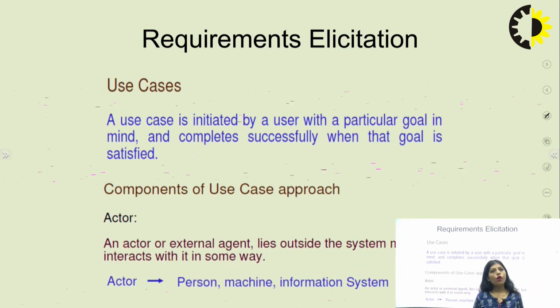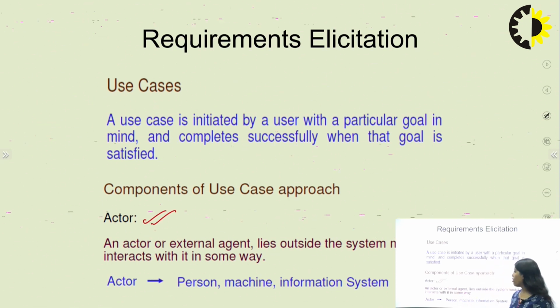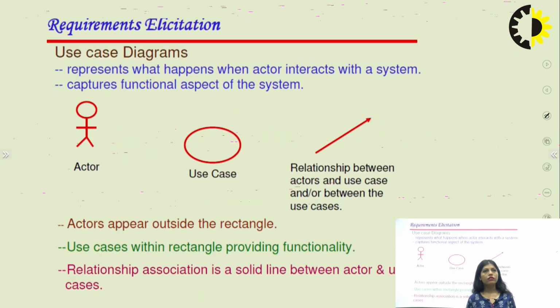So what is a use case? A use case is initiated by a user with a particular goal in mind and completes successfully when that goal is satisfied. There are some components of a use case. The first component is the actor. An actor or external agent lies outside the system model and interacts with it in some way. An actor can be a person, a machine, or an information provider.